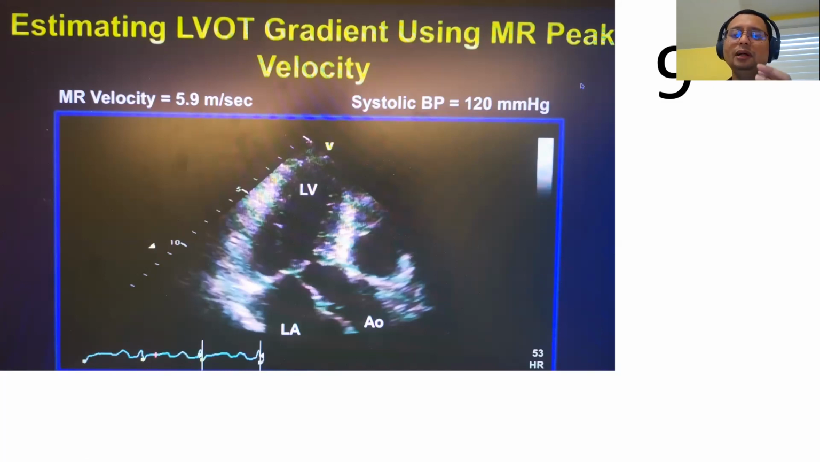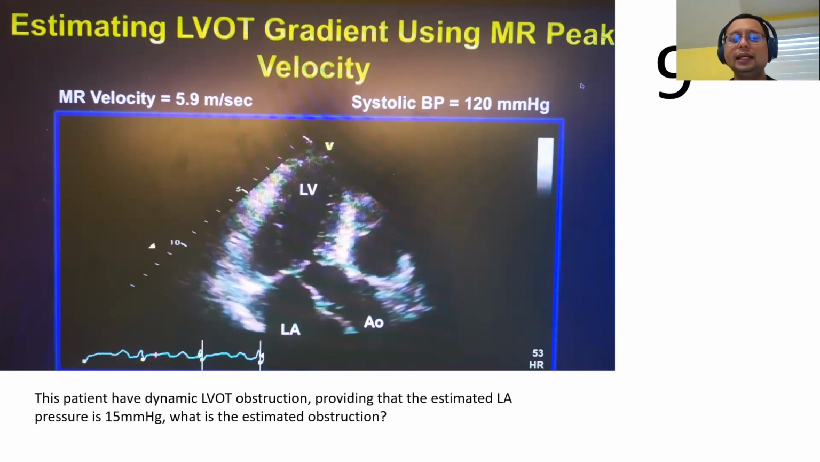Number one, you remember normally your LA pressure, it is not very high, it is not very low. So you can estimate your LA pressure. Okay. Now, let's say this patient has dynamic LVOT obstruction. LA pressure, we just take for the sake of argument as 15 millimeter mercury. So LA pressure, you always have to guess. Okay. So let's say in this patient, the LA pressure is 15 millimeter mercury. Can we estimate the obstruction across the LVOT without measuring the LVOT Doppler?